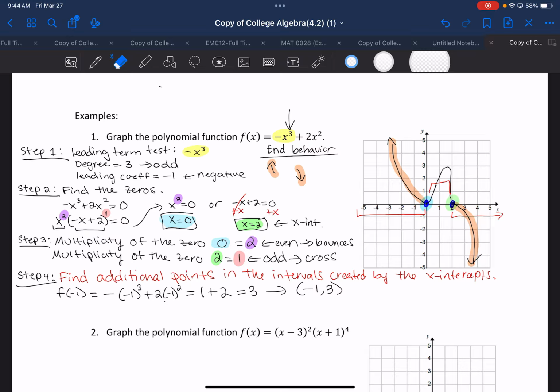So that's a definite point on my graph that I can plot. See, it's not quite lining up over here, so I'm going to erase it now and actually plot that point, negative 1, positive 3. And so I know it's doing something like that, more specifically.